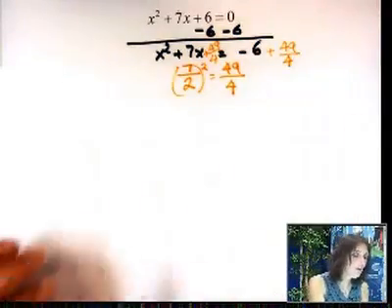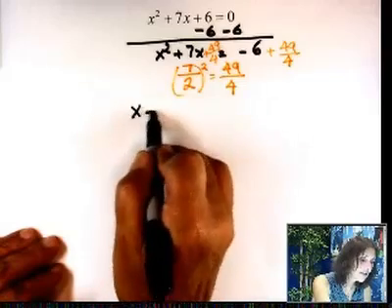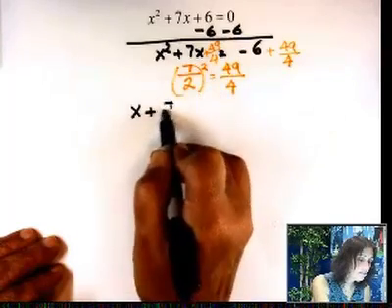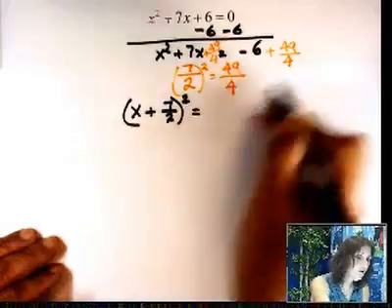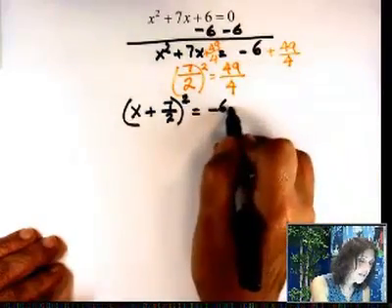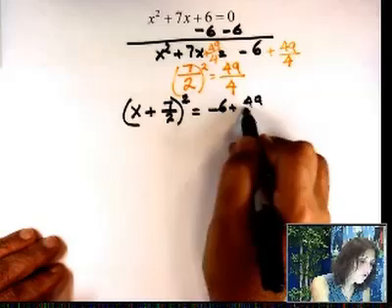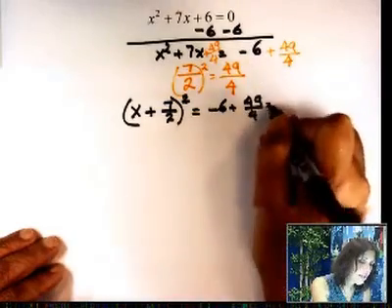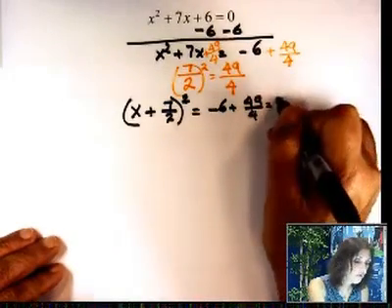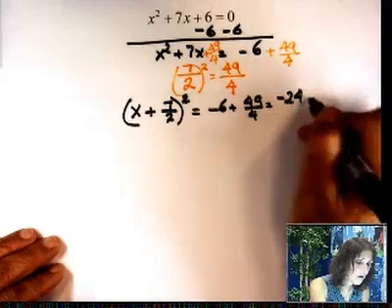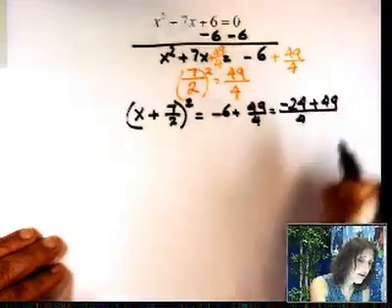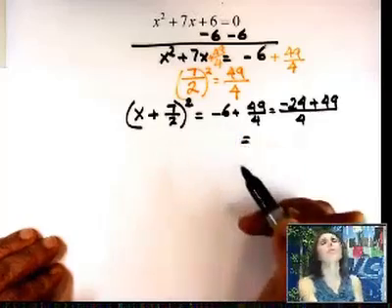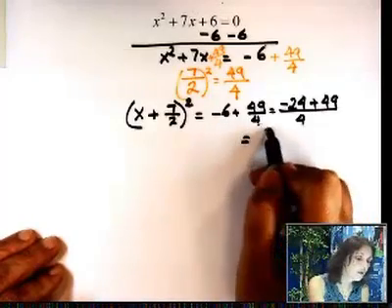Alright. Now what do you have? On the left, x plus 7 over 2 squared. On the right, negative 6 plus 49 over 4. That means 4 times 6, 24. Negative 24 plus 49 over 4. What is negative 24 plus 49? That looks like 25.